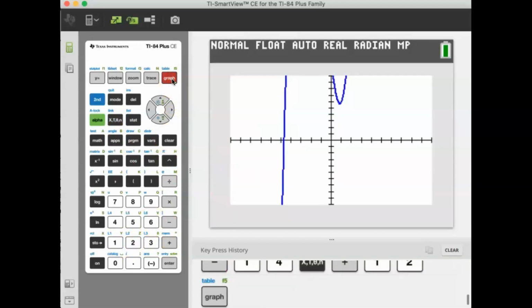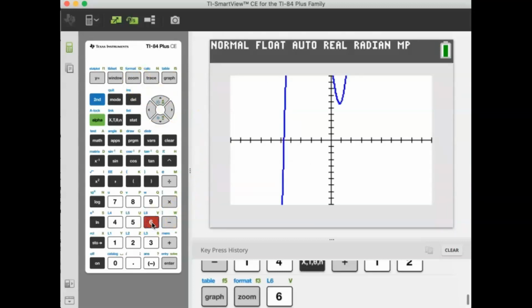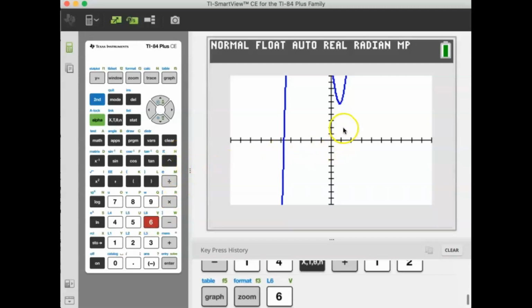Now, if your window has been adjusted, at the top there is a zoom button, at the top center. 6 will always reset your window, so you can always go back to standard. I know that this is a cubic. It has a positive leading coefficient, so my end behavior is down to up.